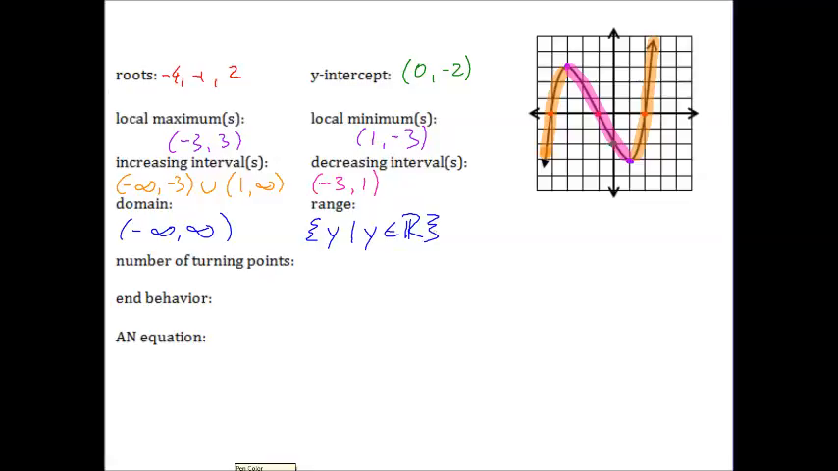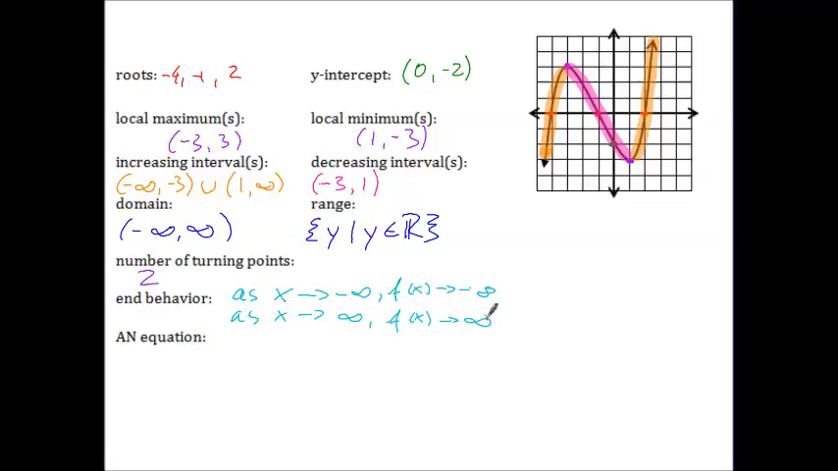How many turning points do we have? In other words, the turning points are just how many local maximums and minimums, and together that is 2. Let's talk about end behavior. As x goes to -∞, f(x) goes to -∞, and as x goes to +∞, f(x) goes to +∞.